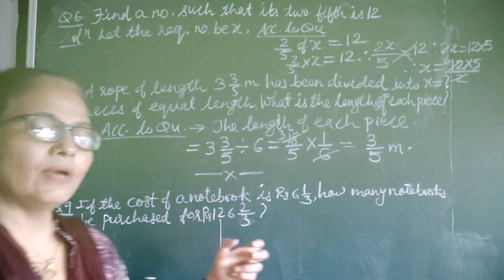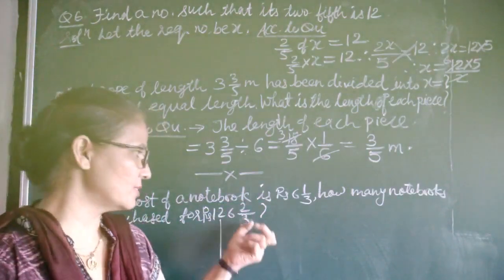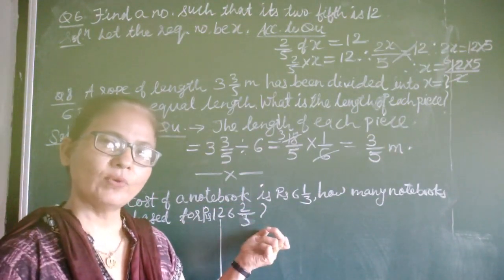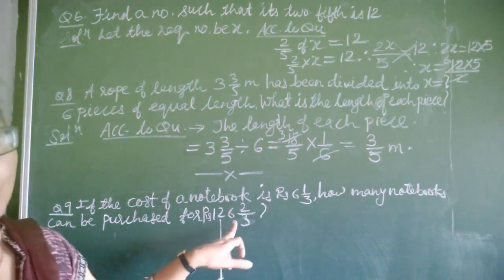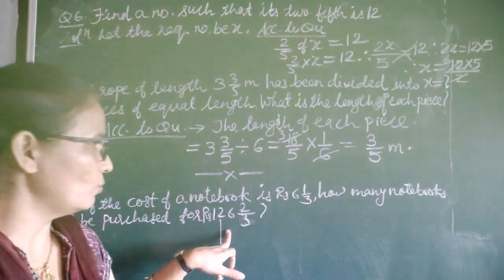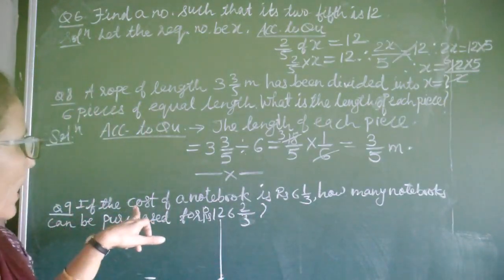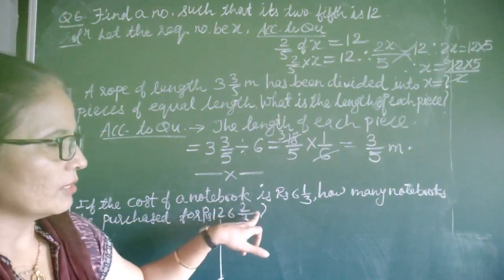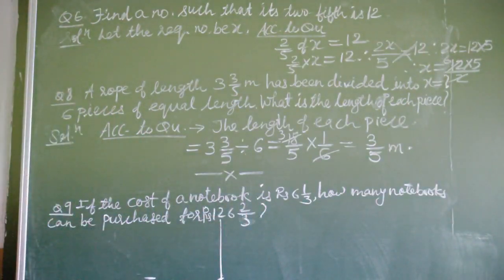So if you have ₹126 2 by 3, this much money, how many books can you purchase in this much amount? And the cost of one notebook is given. So in such a case, again, first you will write the given part.